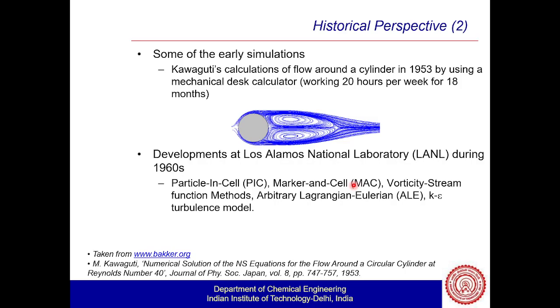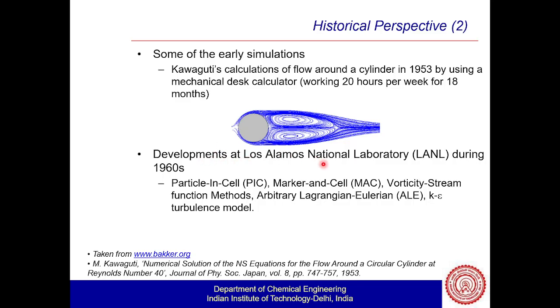Going to the early simulations, Kawaguchi tried to calculate the flow around a cylinder in 1953 by using a mechanical desk calculator. He was working 20 hours per week for 18 months. If you are using a CFD solver or are familiar with it, you can do it within some 5-6 minutes, if your computer is fast enough, which is basically the case for most PCs.